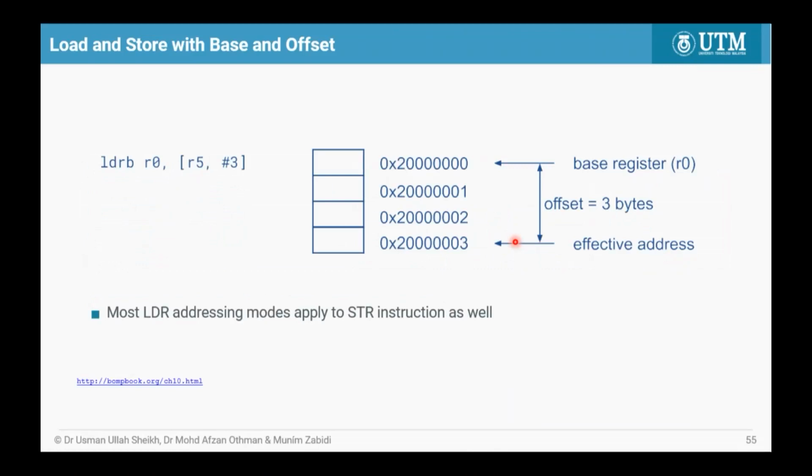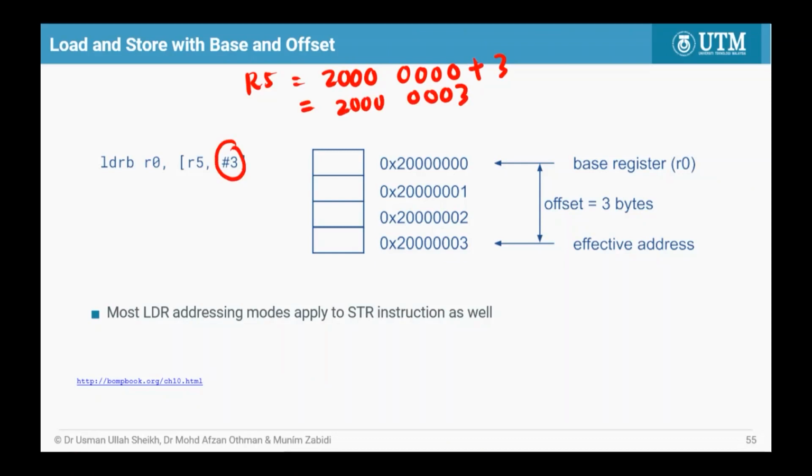So let's look at how to do the load and store with a base and offset, by using the offset here. For example, here you have LDRB R0, [R5, #3]. Let R5 point to this address, 20 million. Before you go to this address, you need to find out the effective address first, which means you need to add the offset. So you add 3, and then the effective address is actually at this address.